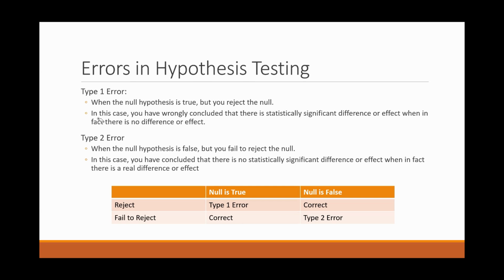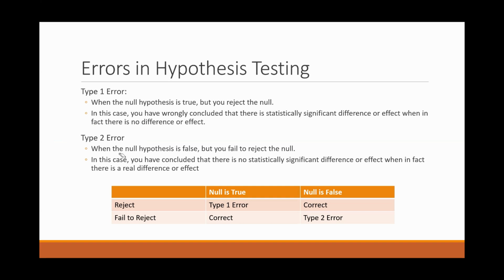A type 2 error is the opposite. A type 2 error is when the null hypothesis is actually false. That means when the alternative hypothesis is true, but we fail to reject the null. So in that case, we are concluding that there is no statistically significant phenomenon in our data, that there is nothing. We're failing to reject the null, but the null is actually false. We're walking down the road as if the null is true, but in reality, the null is false. That is type 2 error.